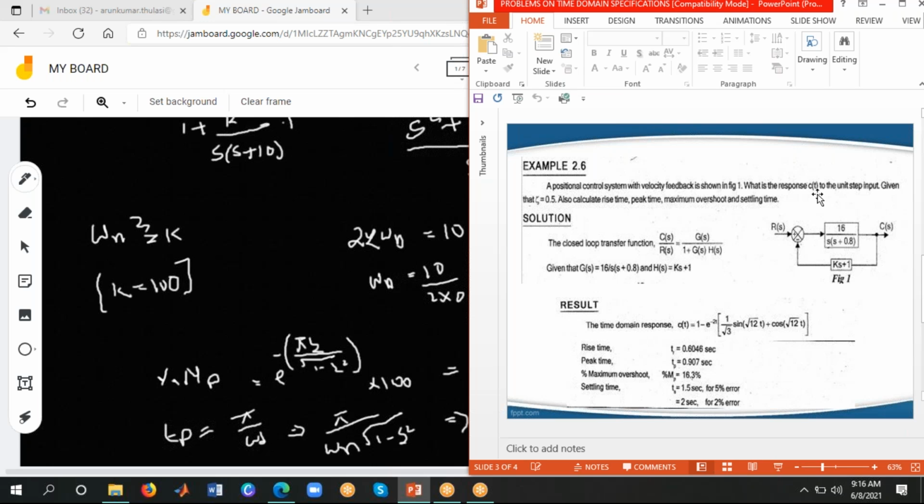So here also we need to find the k value. So let me see how we can find the k value. Okay, just note it down.